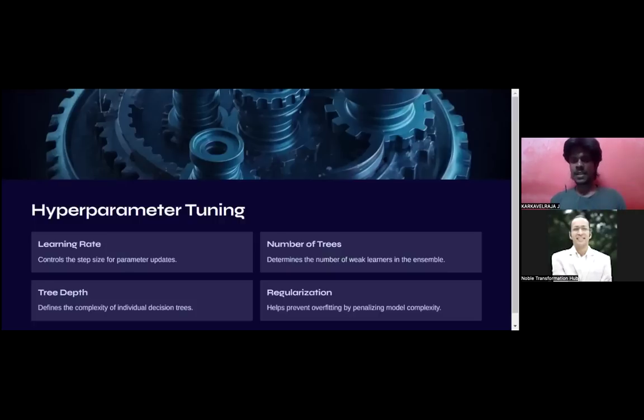This is a continuation of the XGBoost algorithm. We have seen the black box and now we're going to see what hyperparameter tuning is in the XGBoost algorithm. Learning rate controls the step size for parameter updates. We have unique parameters present in gradient boosting, and by tuning these parameters you can increase the accuracy of the model.